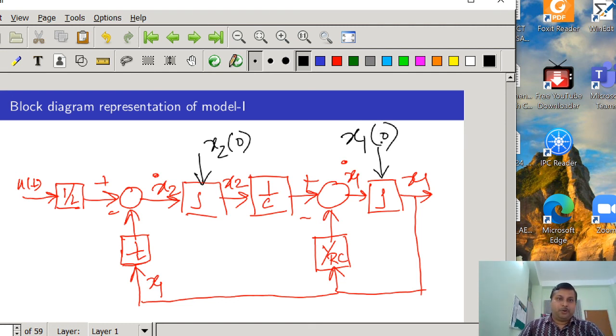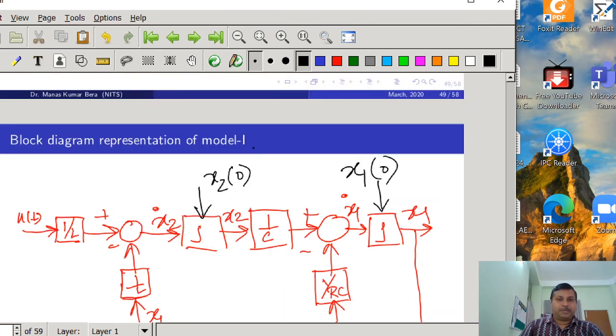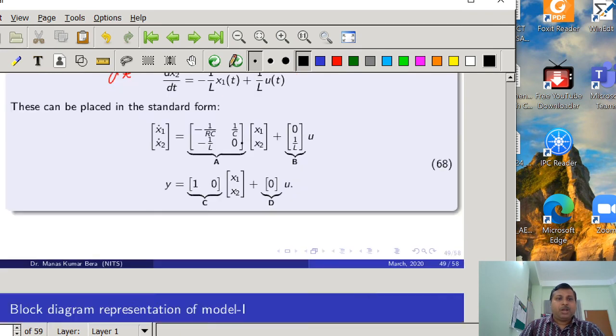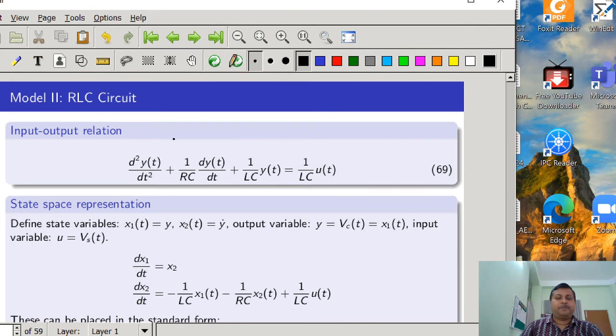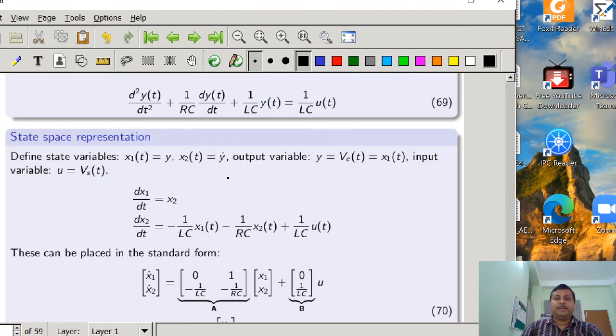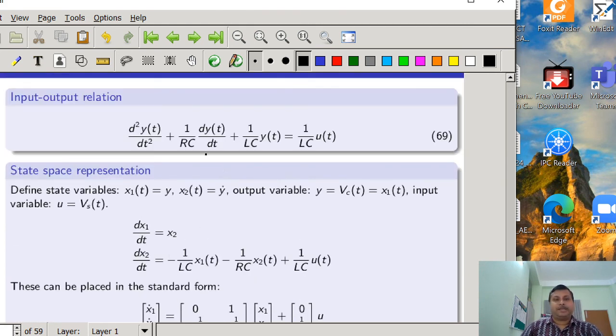Okay, now for the same system we will try to represent it by model 2. For the RLC circuit, what we have considered is represented by this second order equation, and now we will choose another set of state variables. You see, x1(t) is equal to y, and x2(t) is equal to y dot. So these are the two state variables we have chosen, y and y dot.